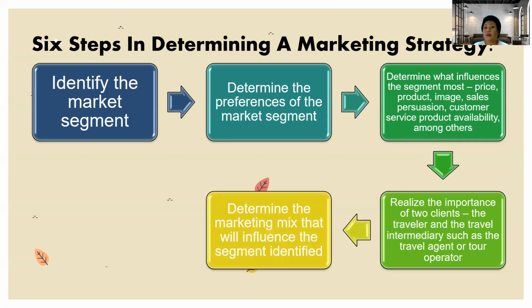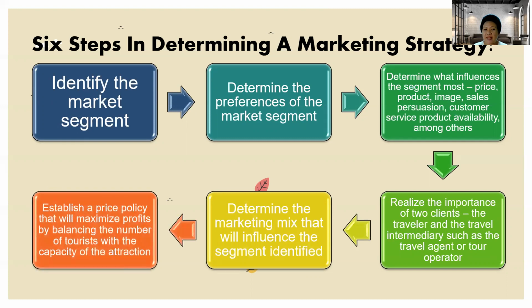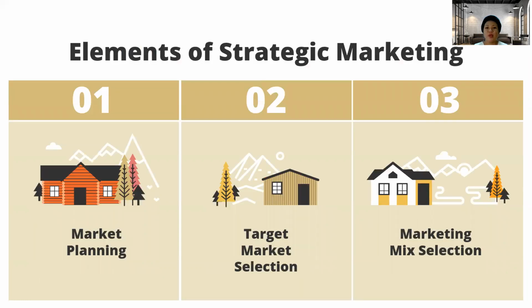Next, we need to determine the marketing mix that will influence the segment identified. And lastly, we need to establish a price policy that will maximize profits by balancing the number of tourists with the capacity of the attraction. Do not forget, guys, that when you're going to market a tourist destination, you must always consider the carrying capacity of the destination. Okay?